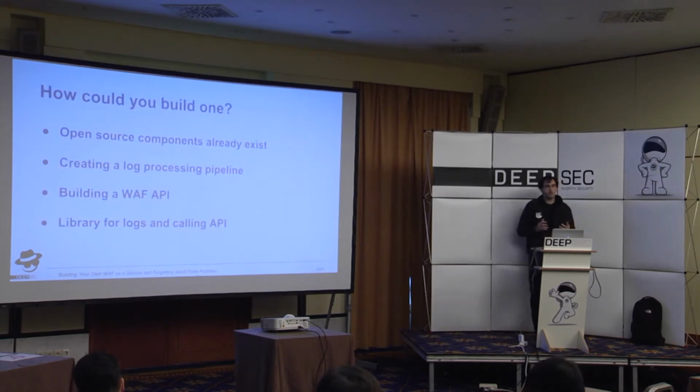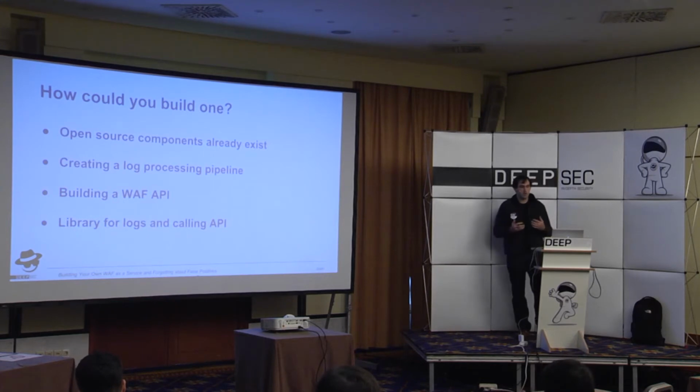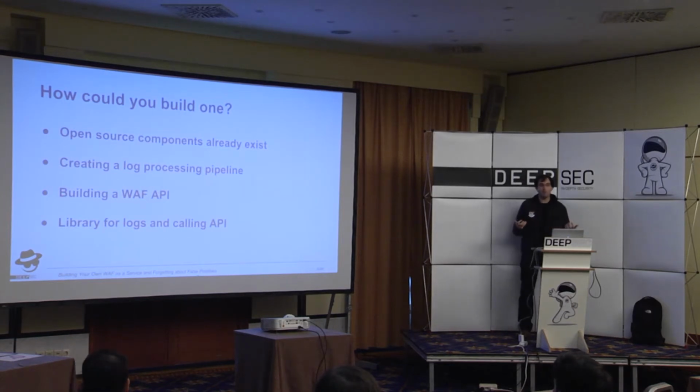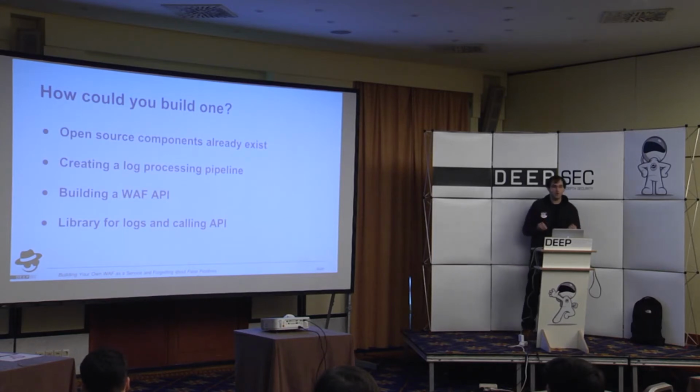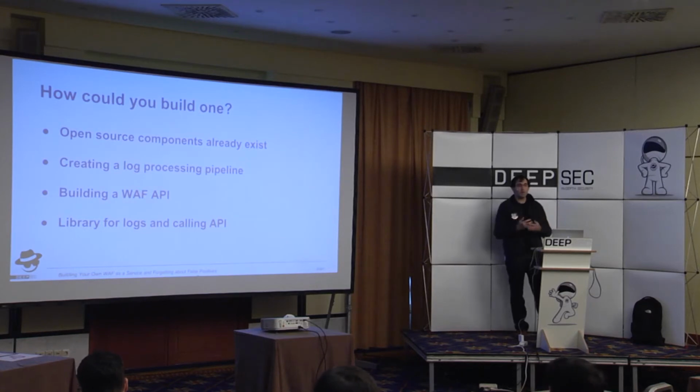So this talk is about how you could build one. There are a lot of open source components that already exist, and there are some requirements to do something like this. You basically need a log processing pipeline. If you have looked into ELK, so Elasticsearch, Logstash, and Kibana, that's pretty much it. You need to be able to build a WAF API, a web service that's going to act as the WAF, and you might create some kind of library or an agent to interact with that WAF and the application itself.